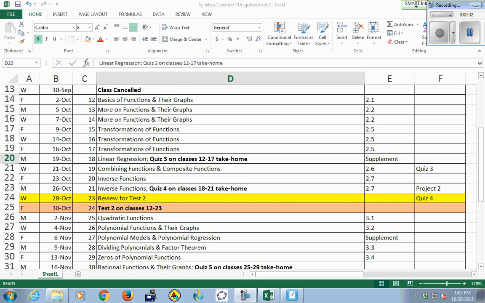So 12 through 23. And then what else do I want to tell you about the test? That's it. So the time limit for tests is generally pretty relaxed. If you want to come early, that's fine. If you want to stay a little late, that's fine. Like not later than 3. But if you think you're going to need more than an extra hour, come early.